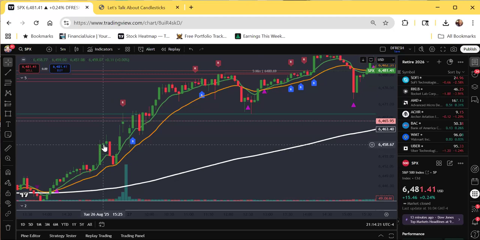these wicks are telling me that sellers are getting involved in this market, pushing it down. And they are pushing it down, and we're far away from this AEMA. Anytime we get too far away from this EMA to the upside, that means that this market or this particular stock is exhausted and it's ready to travel back home.